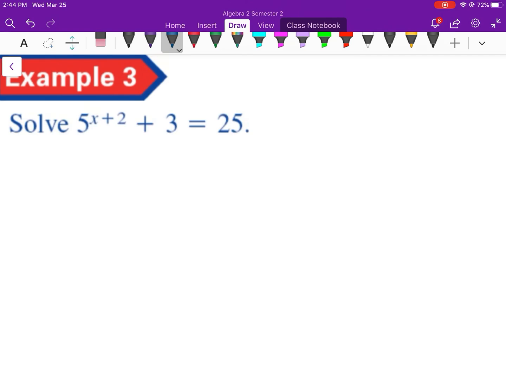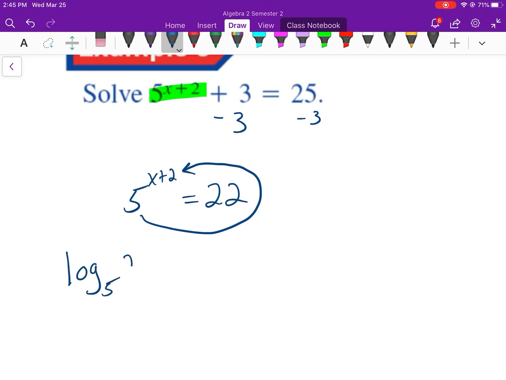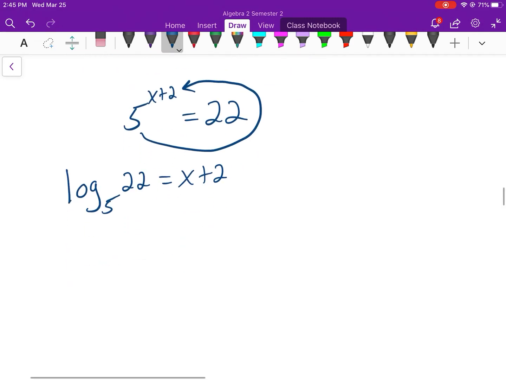We got 5 to the x plus 2, plus 3, equals 25. So we have one term that has an exponent and the variable's there. I want to get that term by itself, meaning I need to subtract that 3 over. So I got 5 to the x plus 2 is equal to 22. Now again, you take log base 5 of both sides, which gets you the same thing. Easier way, just rewrite into a logarithm. So log base 5 of 22 is equal to x plus 2.